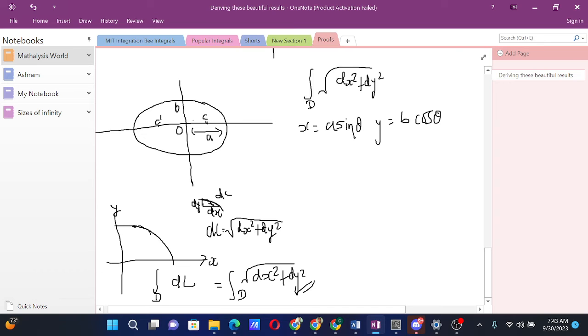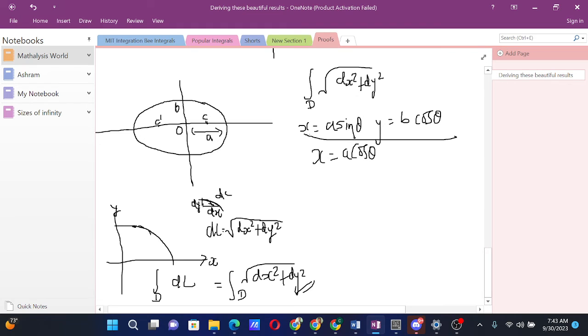Okay, so theta runs from 0 to pi by 2. Actually, for x equals 0, we get this point over here. Since x is 0 and y is b, we get the point (0, b), which is this point over here. And it would be better if I just change this parameterization to x equals a cos theta.